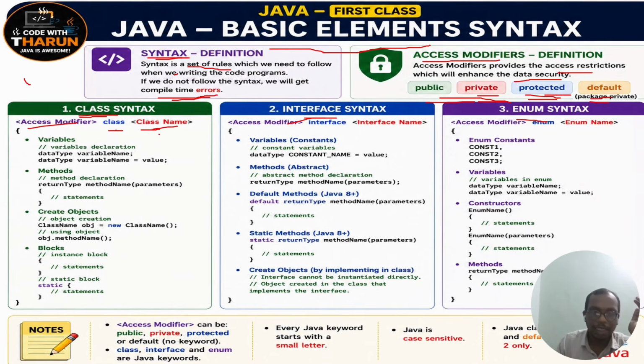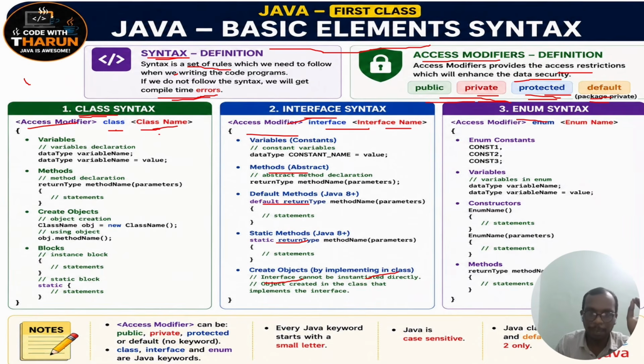And similarly, the syntax of interface is access modifier, interface, interface name, open braces, and close braces. Inside that, we will write variables, methods, default methods, static methods. We will create objects by implementing in a class. Only as of now, you will remember the syntax. In future classes, we will learn in detail every topic. This is the first class, so I am telling only basics. While entering Java, we should know this.